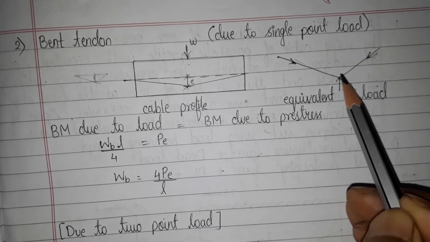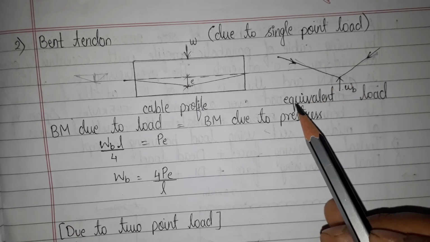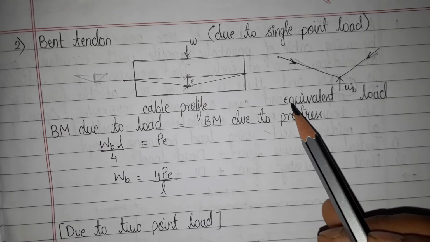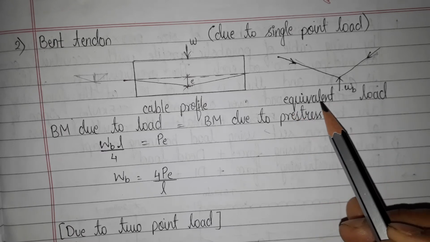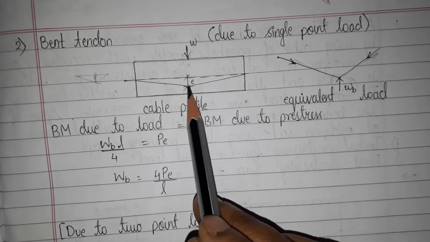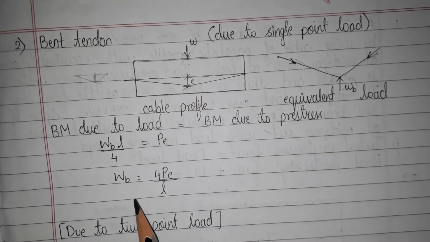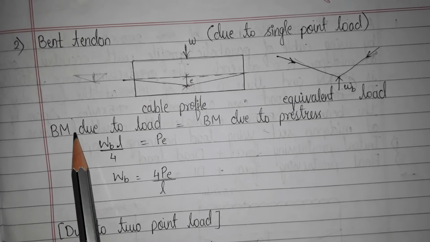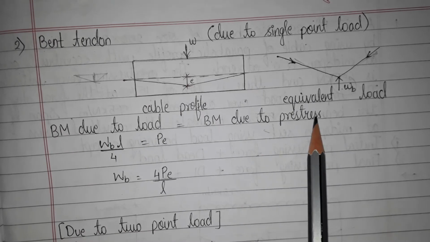So WB will be the opposite load, or the balanced load, required to support the bending moment. This is the equivalent load or balanced load, and this is the cable profile. You have to provide a cable profile like this with eccentricity at midspan. Therefore, the bending moment due to load is equal to the bending moment due to pre-stress.